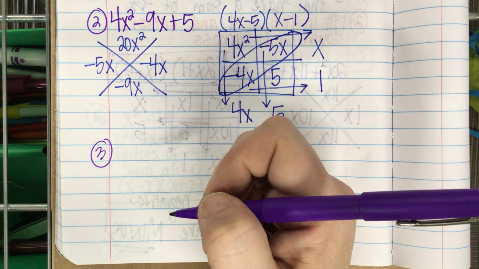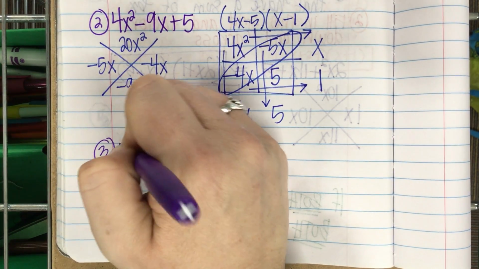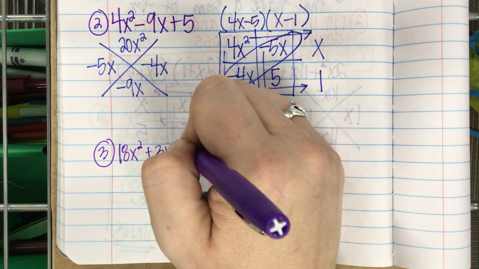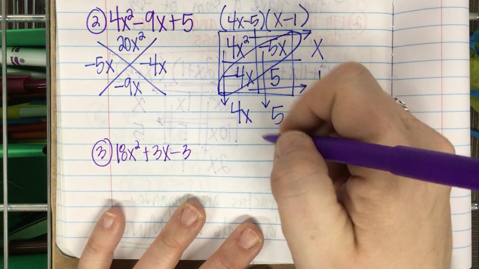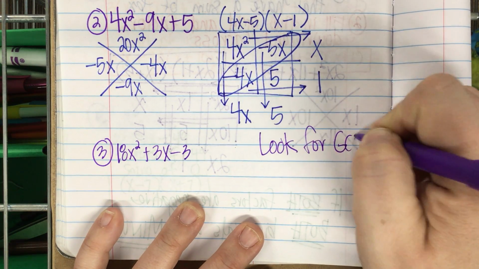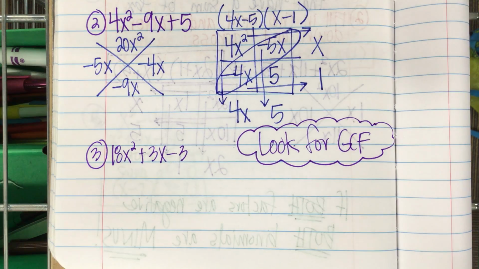We have to factor 18x squared plus 3x minus 3. We haven't done one of these yet. Let's look. We've been neglecting our first rule every single time. What's the first thing we should do every single time? We should always look for GCF first. I've been neglecting that. Sorry. Do 18, 3, and 3 have a greatest common factor? 18, 3, and 3 can all be divided by 3. So let's factor out that 3.